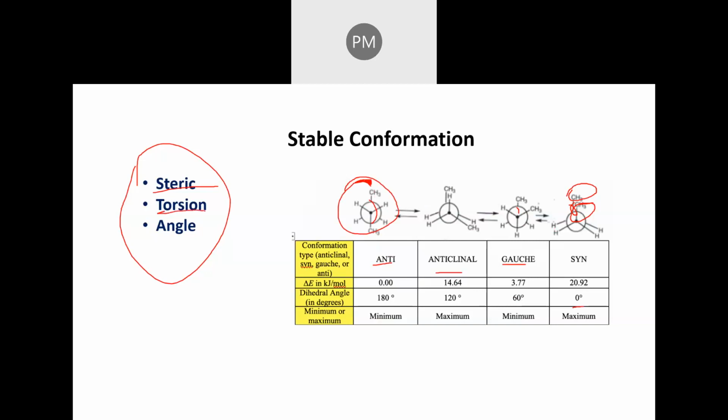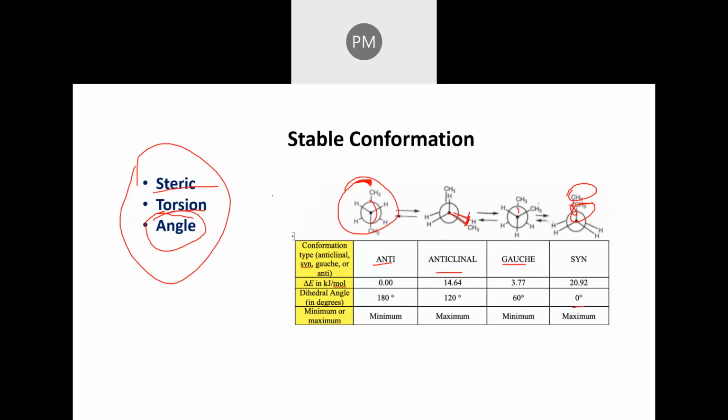Then torsion means that if the electron clouds of this bond and this bond are in the same plane, with a dihedral angle of 0 between them, then there will be repulsion between these two bonds, so these are also destabilized. And another destabilization factor is the angle.